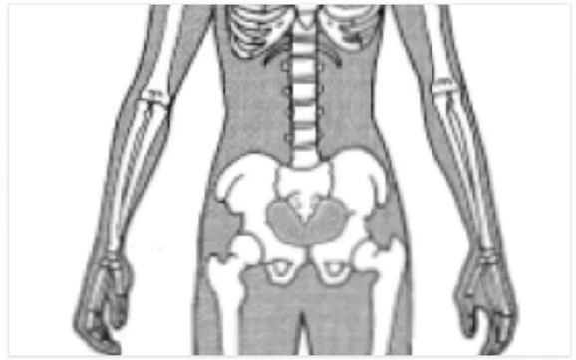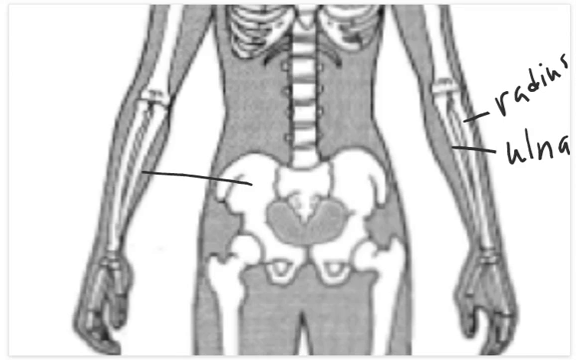So there are two arm bones. One of them attaches to your elbow and then attaches around to the thumb side of your hand. That's the bigger of the two bones, and that is the radius. And then the smaller of the two is called the ulna. And then we'll label the pelvis as well. Give you a second to write those down.